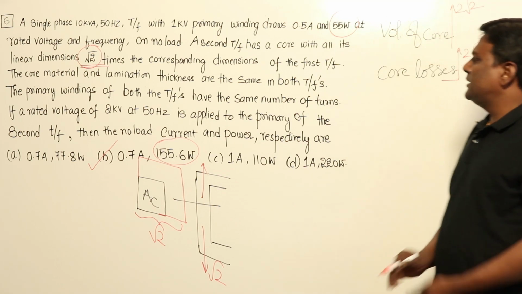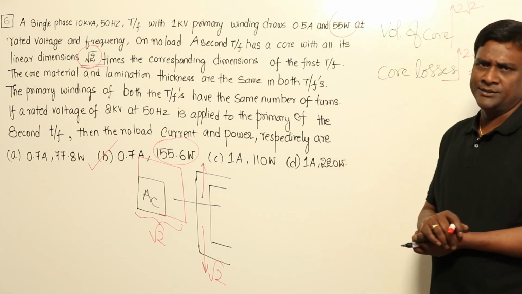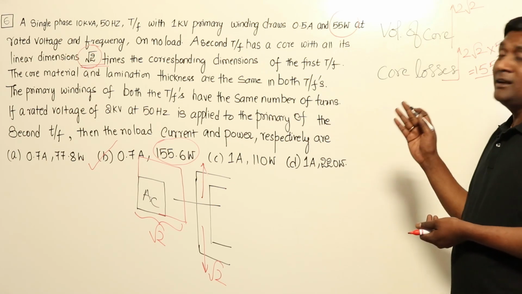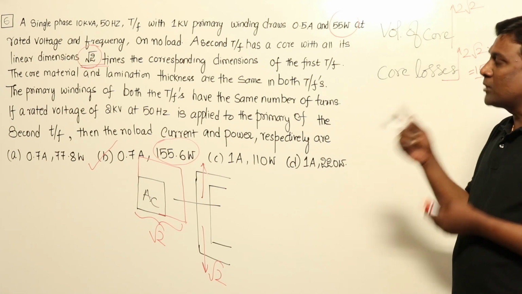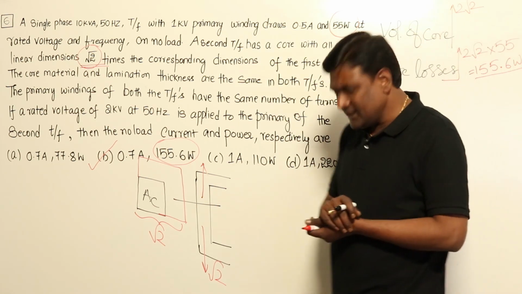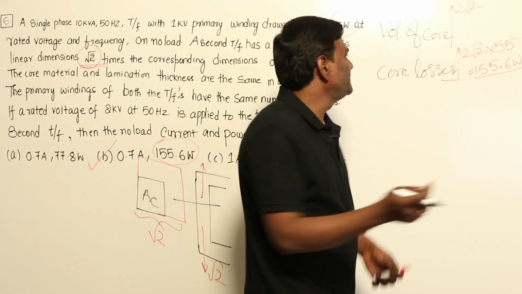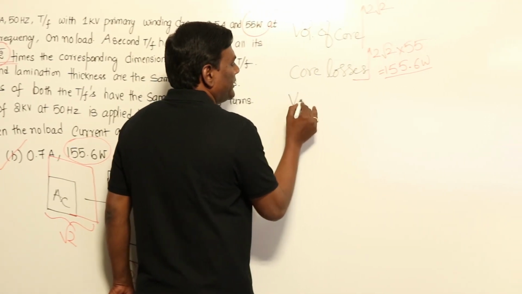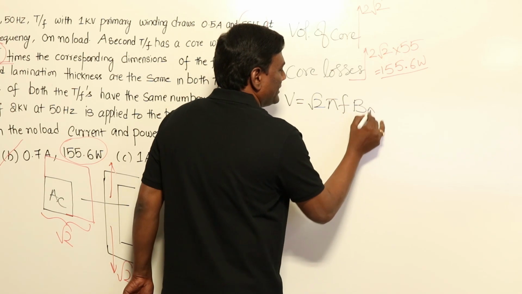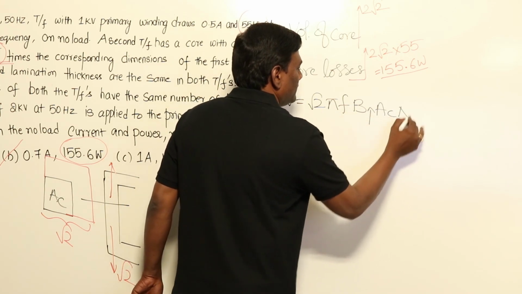Anyway, people frankly don't listen. Let us solve the complete question. Is this a designer problem or an operating engineer problem? Designer problem, because the area of cross section of the core is getting increased. So in a designer problem, the complete equation should be considered. What is that equation? V equals √2 π f B_max A_c N.